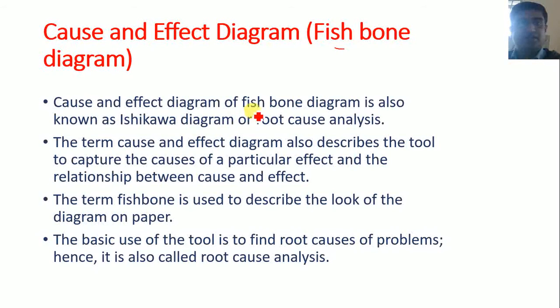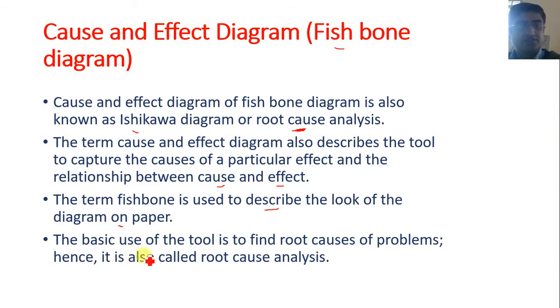The cause and effect diagram, or fishbone diagram, is also known as the Ishikawa diagram of root cause analysis. The term cause and effect diagram also describes the tool to capture the causes of a particular effect and the relationship between the cause and effect. This is used to find the relation between the cause and effect. The term fishbone is used to describe the look of the diagram on paper.